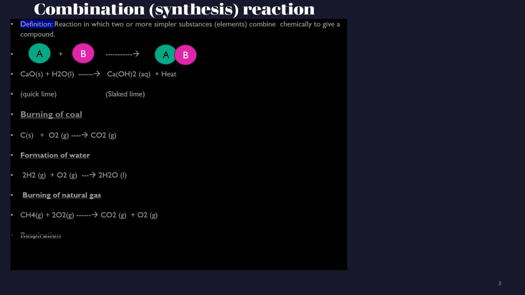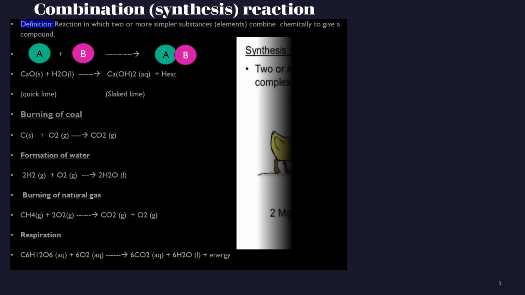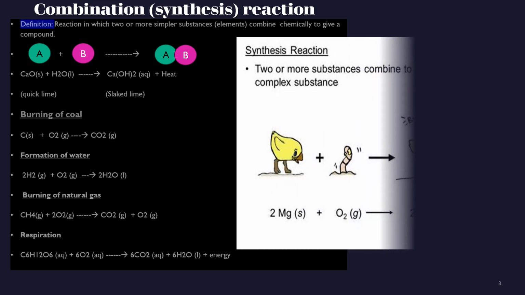So methane, when it is combined with oxygen, gives carbon dioxide. And in the human body, we know the respiration reaction is also a combination reaction. Here the glucose is combined with oxygen and it releases carbon dioxide plus water and energy. So these are the examples of combination reaction. Combination reaction means any two substances combine to give a new product.